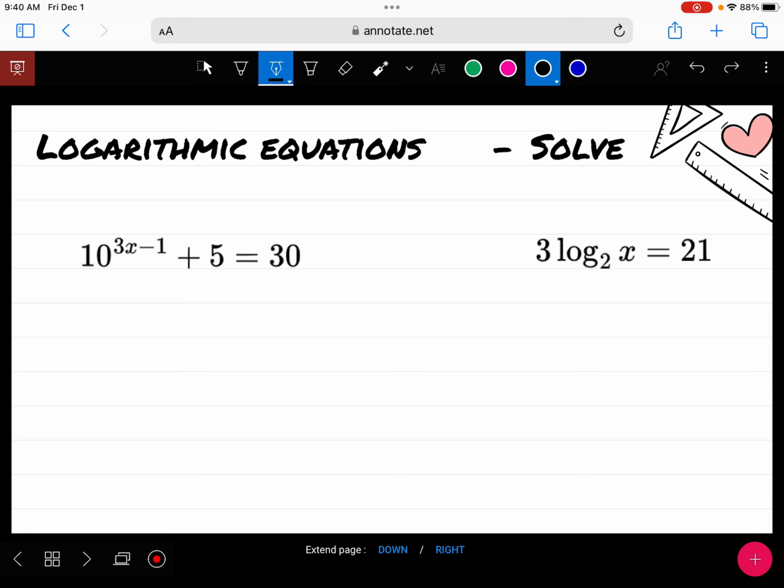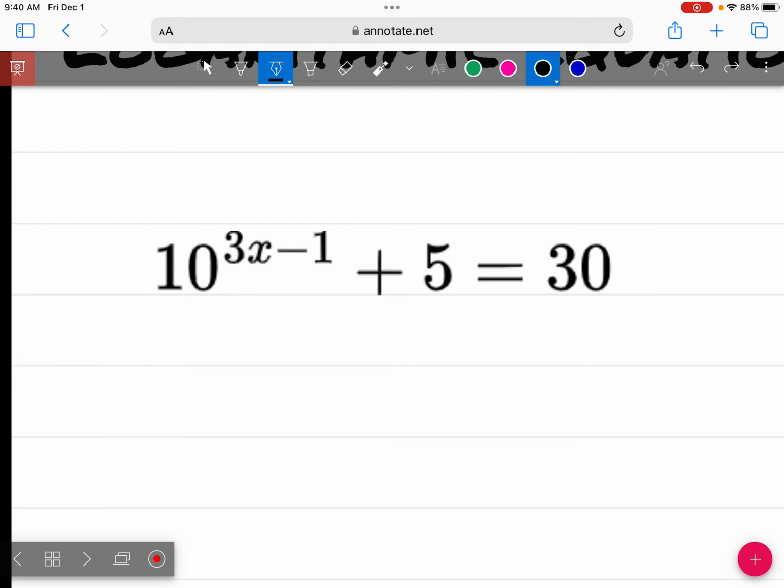All right. This one is the same thing, different flavor. Like it's the same process, different numbers. We need to get our exponential by itself first. So what's my first step? Subtract 5. And we have 10 to the 3x minus 1 equals 25.